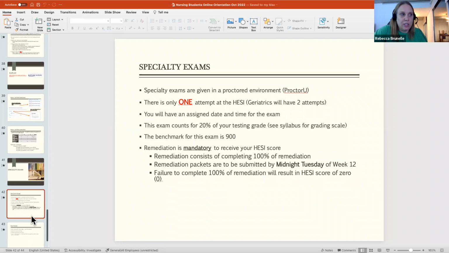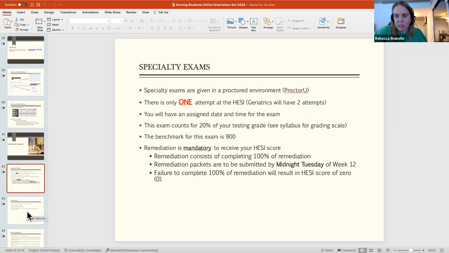There are also case studies in there. You're not required to do the case studies. They're the same ones that you're going to do during class. But you do need to remediate based on the score, and there will be an amount of time that you're required to remediate.